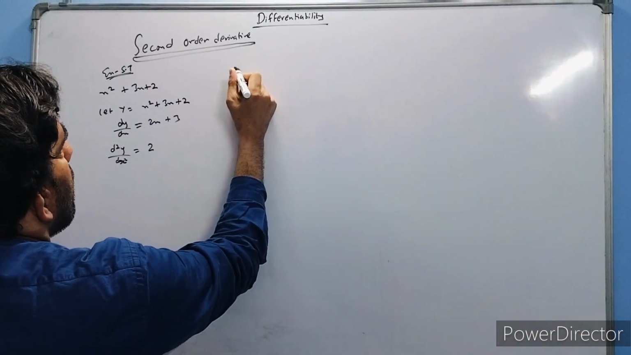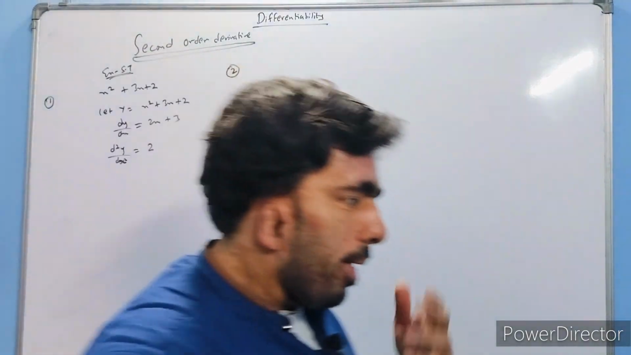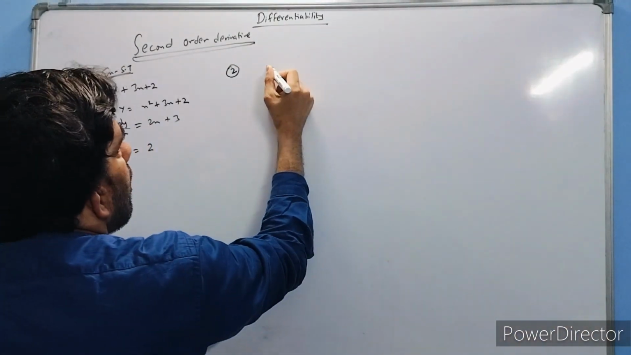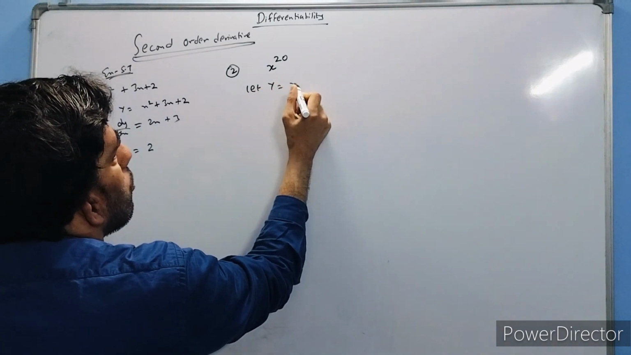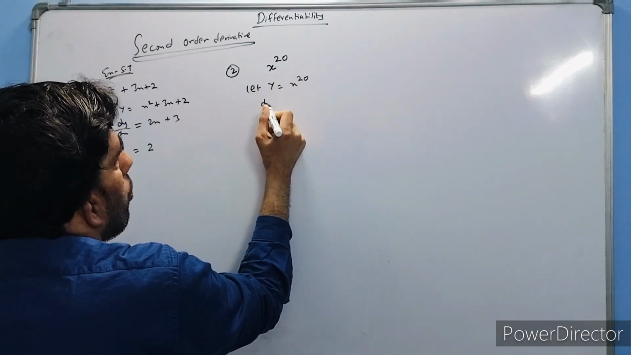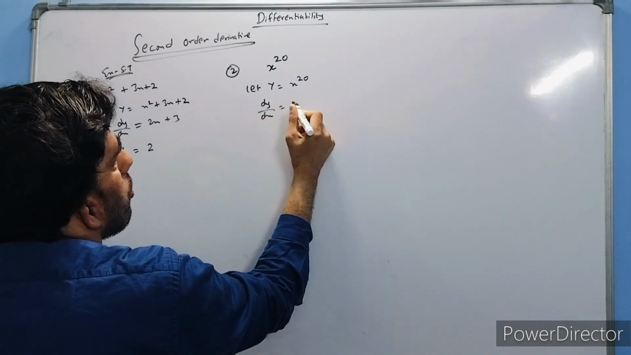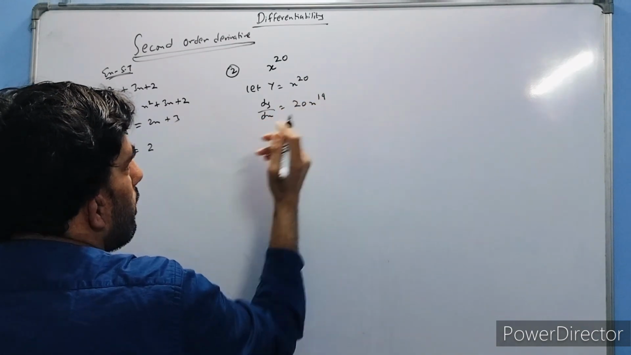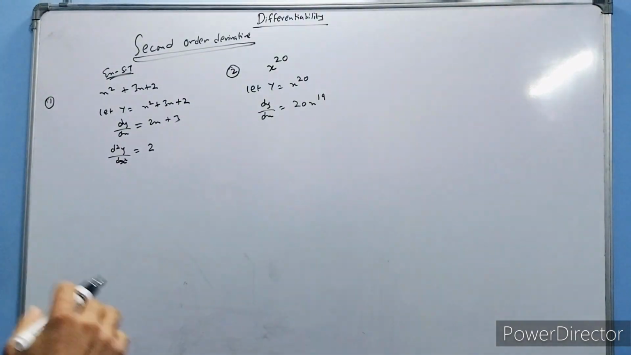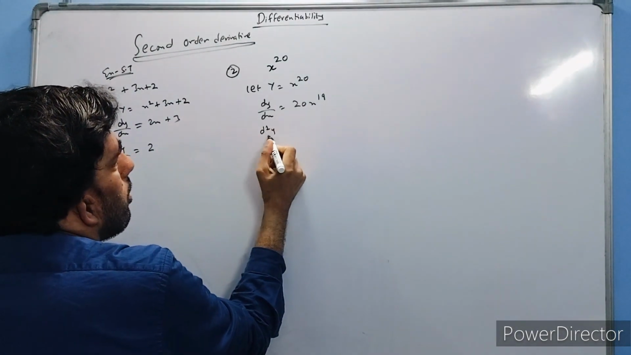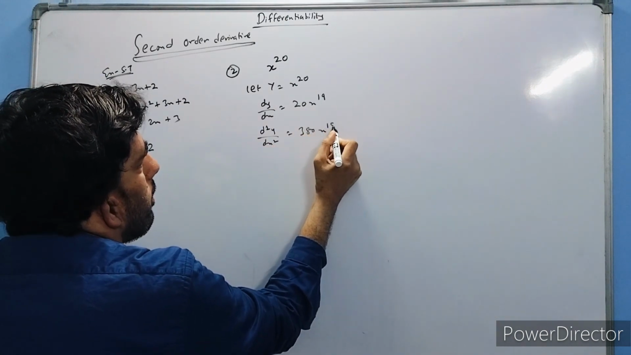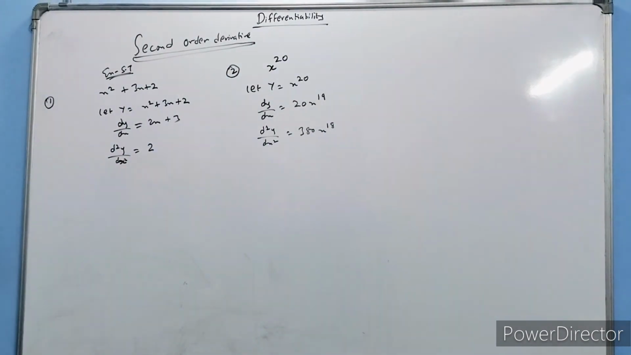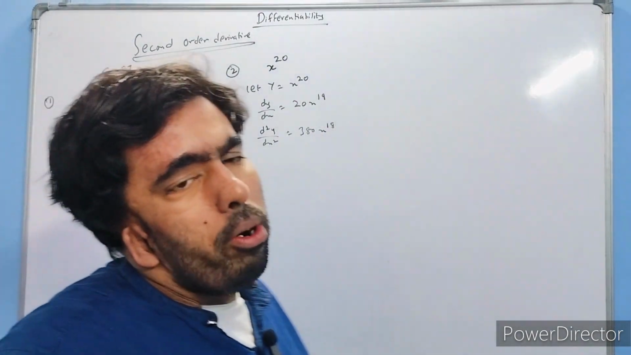Now let's go for the second question. We have x to the power 20. So you can say that y is equal to x to the power 20. So dy upon dx is equal to 20 x to the power 19. Now again we can differentiate it, so we got 380 into x to the power 18. That is how we are able to find the second order derivative.